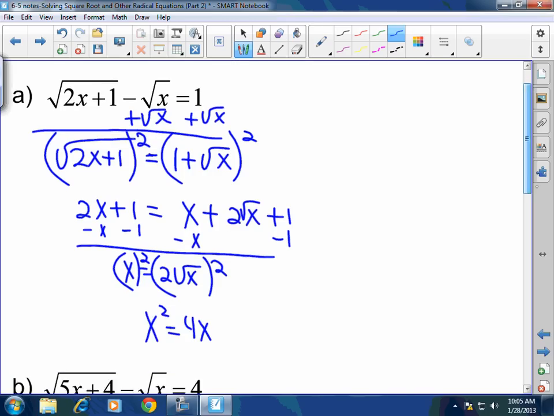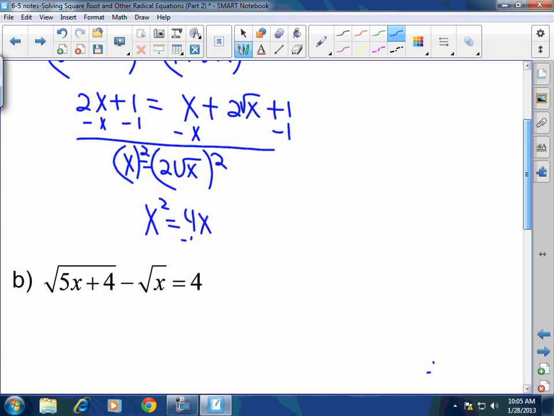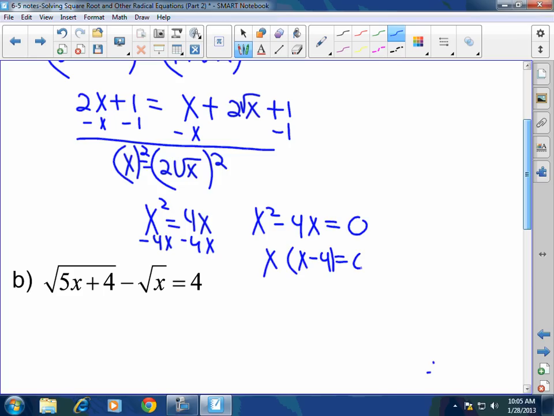It's more like it. Subtract the 4x from both sides. X squared minus 4x equals 0. Factor out an x. X times x minus 4 equals 0. Set x equal to 0 and x minus 4 equal to 0. So x equals 0 and 4.